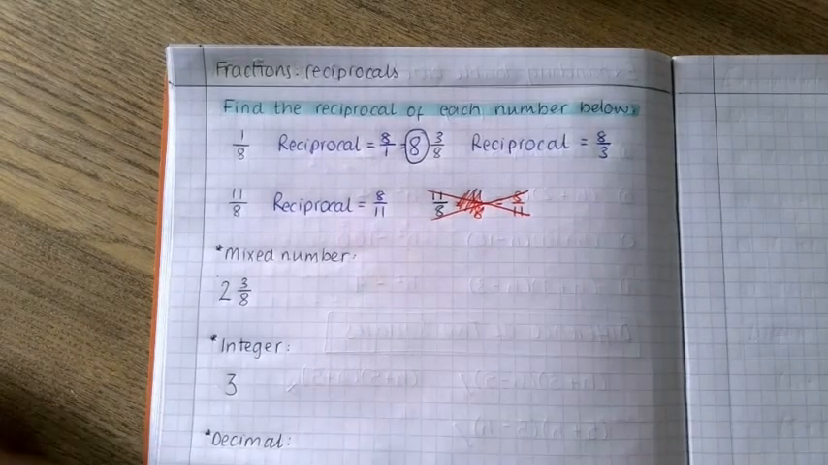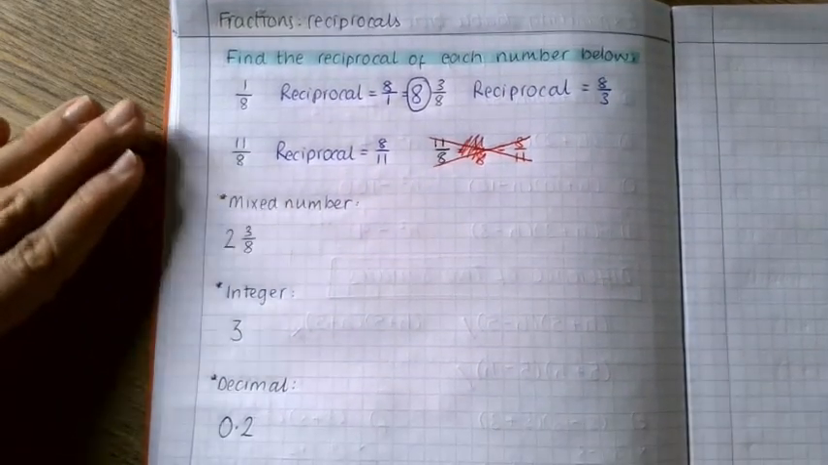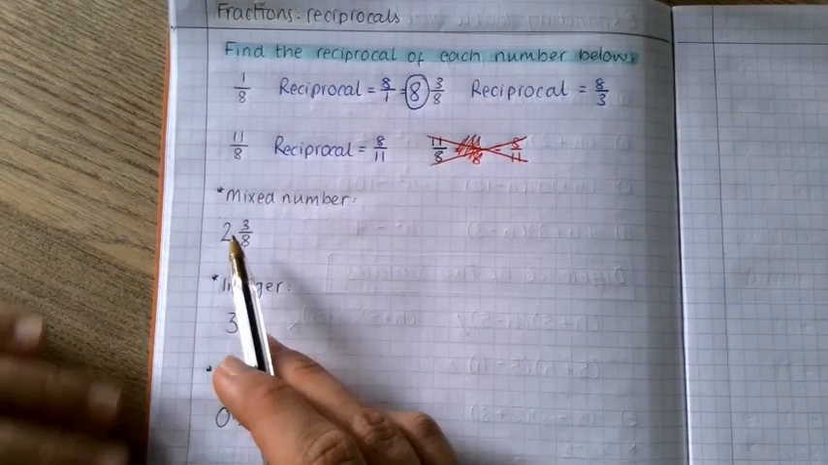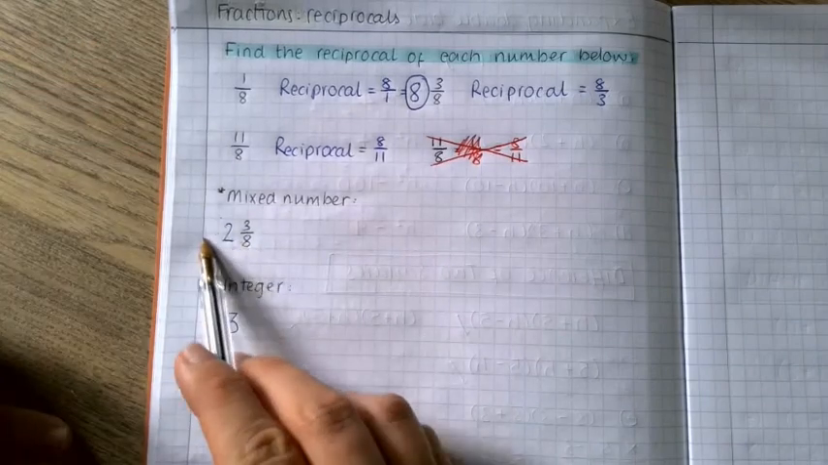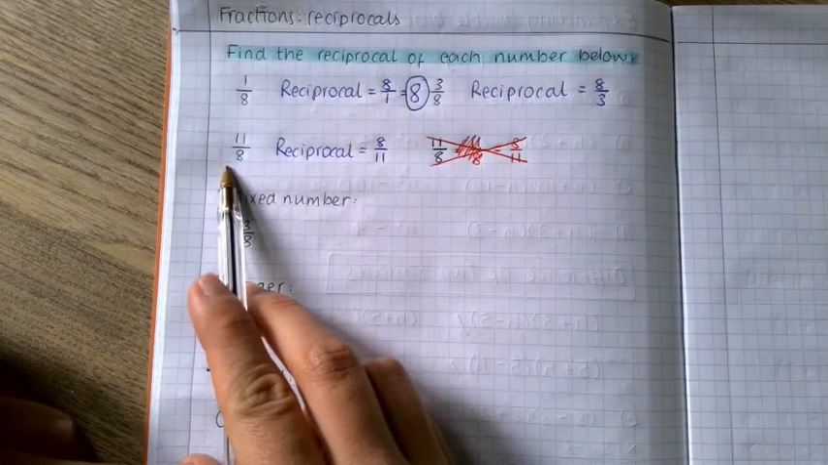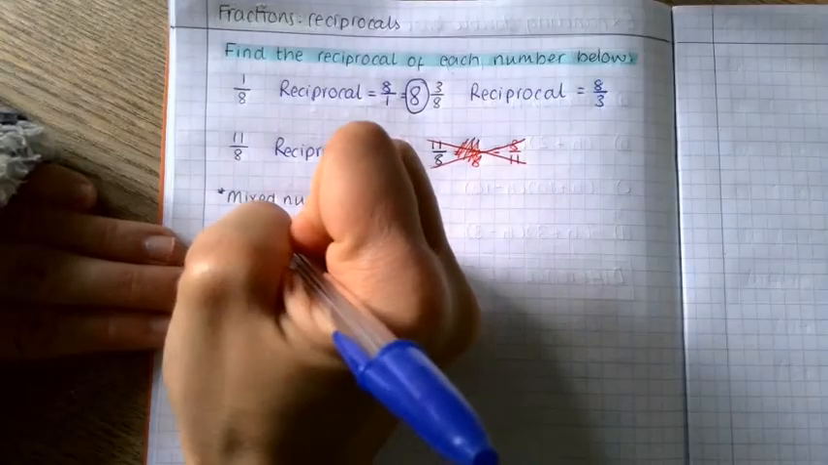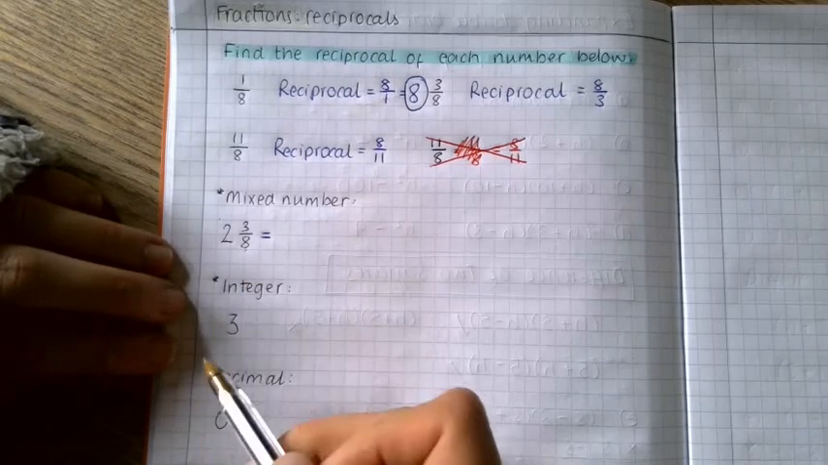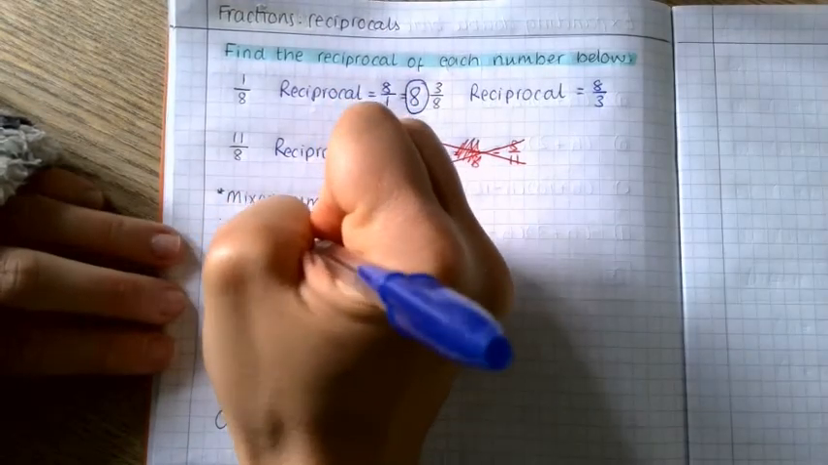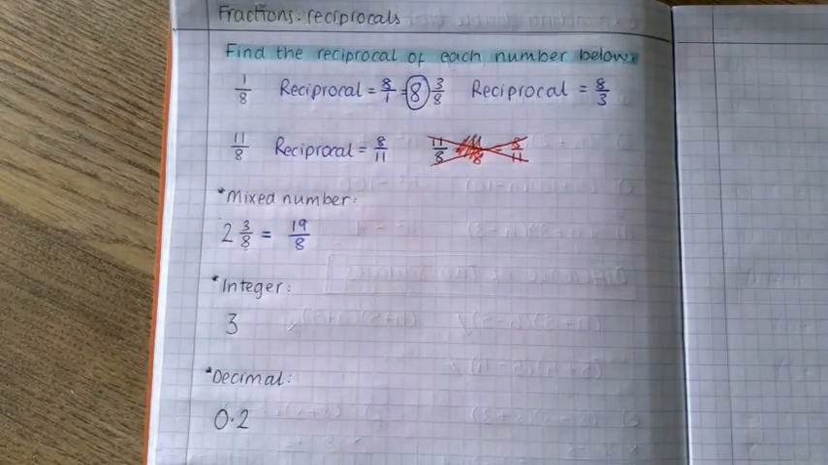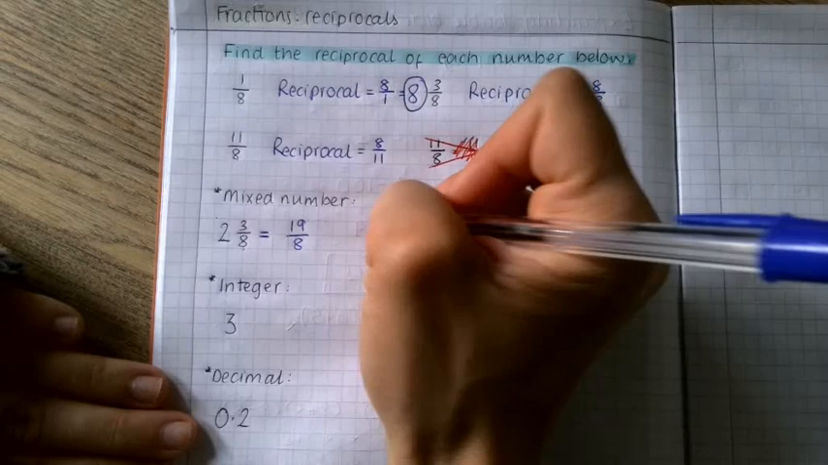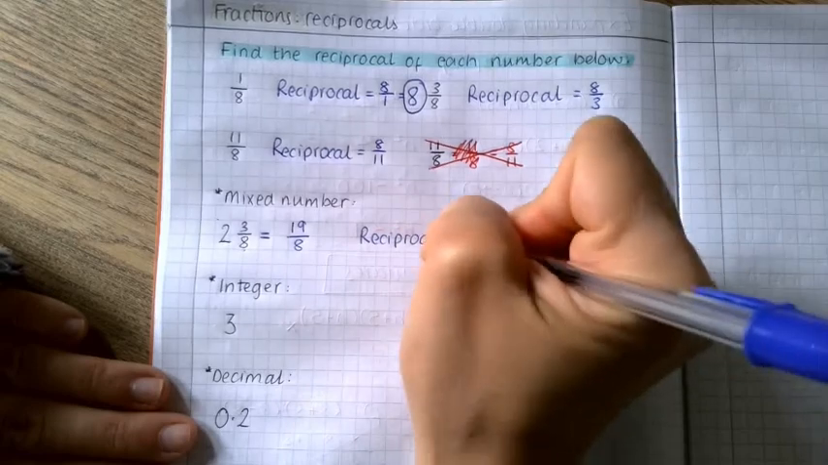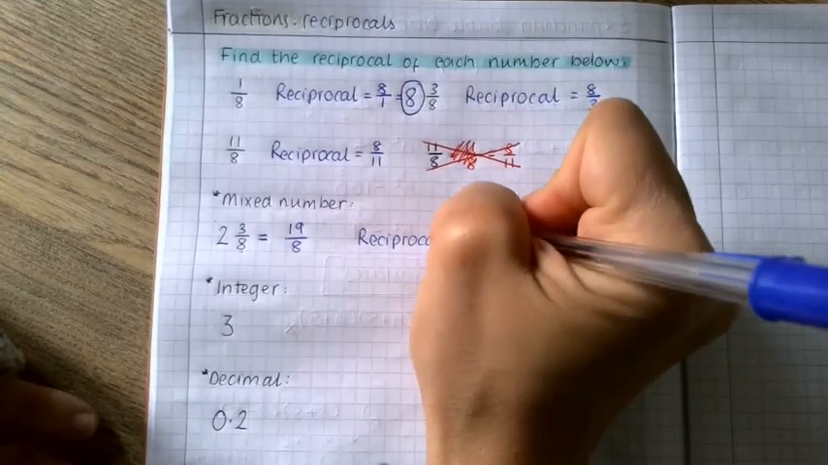A few special cases, or slightly less quick questions, are if we're given a mixed number. To find the reciprocal of a mixed number, we first need to change it into an improper fraction, and then we just do the same thing. So changing this into an improper fraction, I have 2 multiplied by 8 is 16, plus 3 is 19. So I have 19/8 as my improper fraction. So now I can do my reciprocal just by switching the position of the numerator and denominator, 8/19.